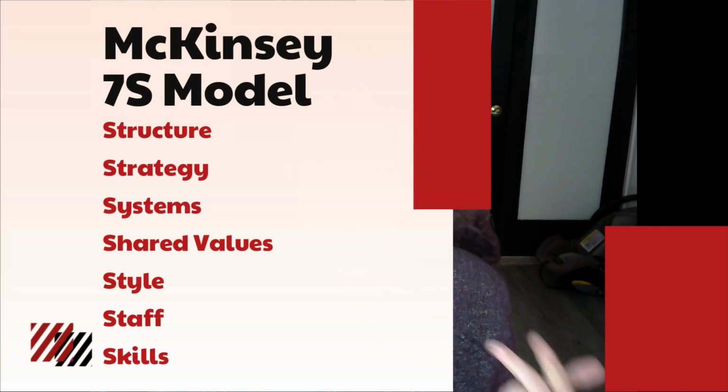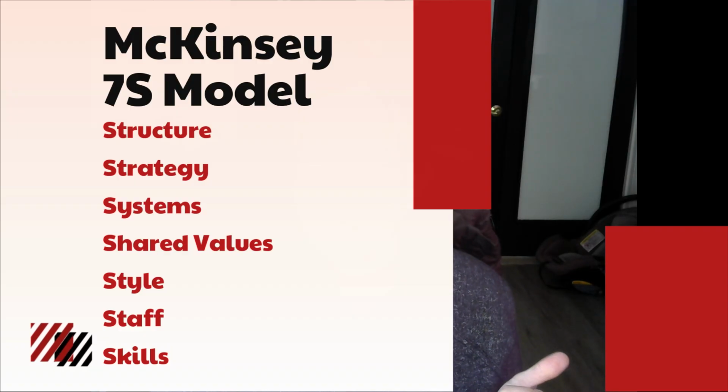7S equals structure, strategy, systems, shared values, style, staff, and skills. This is useful when undergoing a major change or a merger. SHRM may ask about aligning these elements in change scenarios. So for example, a healthcare organization is expanding its telemedicine service. How can HR ensure that strategy, systems, and staff are aligned to support this?